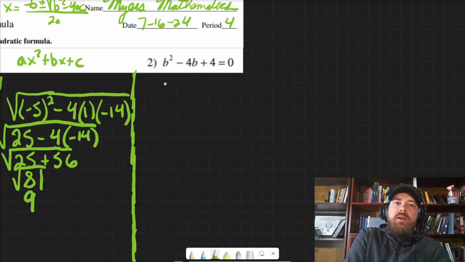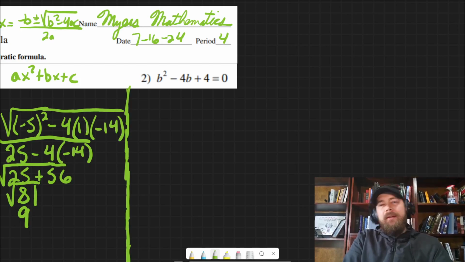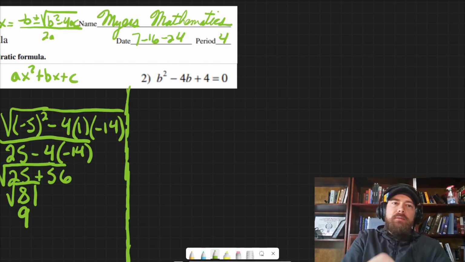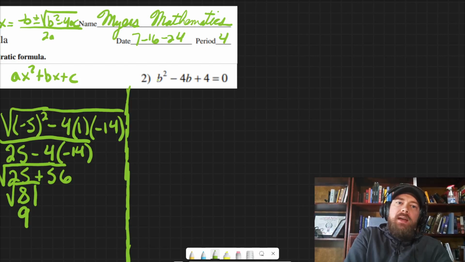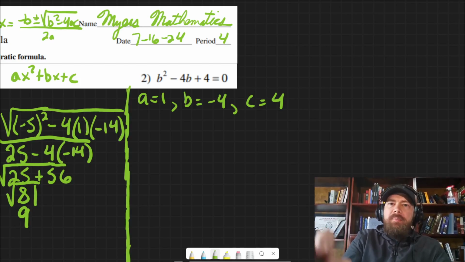Let's do the quadratic formula again. It's going to be x is equal to negative b plus or minus the square root of b squared minus 4ac, all over 2a. So that's going to be a is equal to 1, b is equal to negative 4. It's kind of weird calling that b when b is kind of like the variable, but whatever. c is equal to positive 4. All right? And we're going to do the quadratic formula piece up here off to the side.